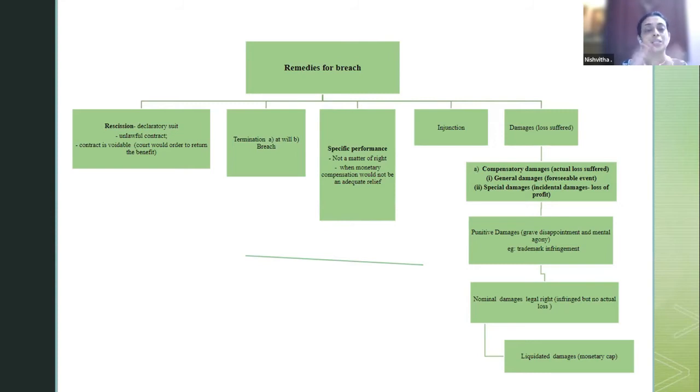It is not universally given in all sorts of contracts, especially when the reputation of the person or a company is impacted, especially when an individual undergoes a lot of mental pain and stress, punitive damages would be given. Next is your nominal damage. Just to make a person know that he has made some sort of a mistake, some very nominal amount will be imposed as a penalty.